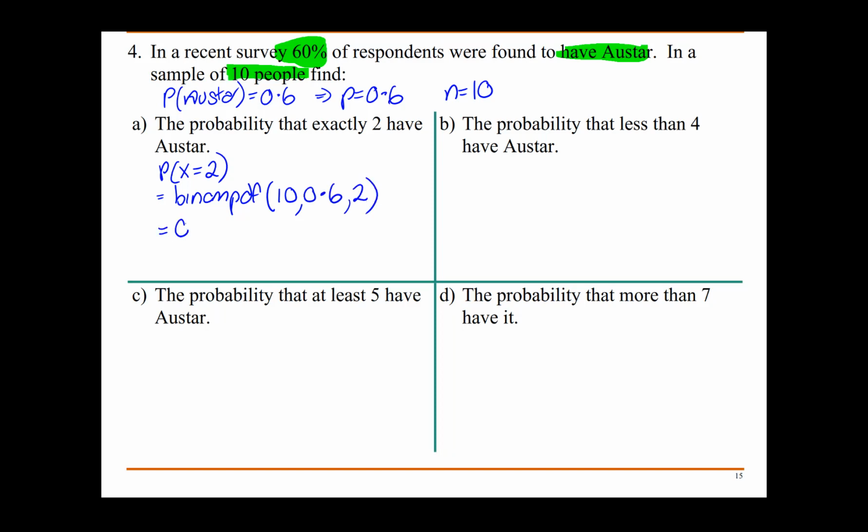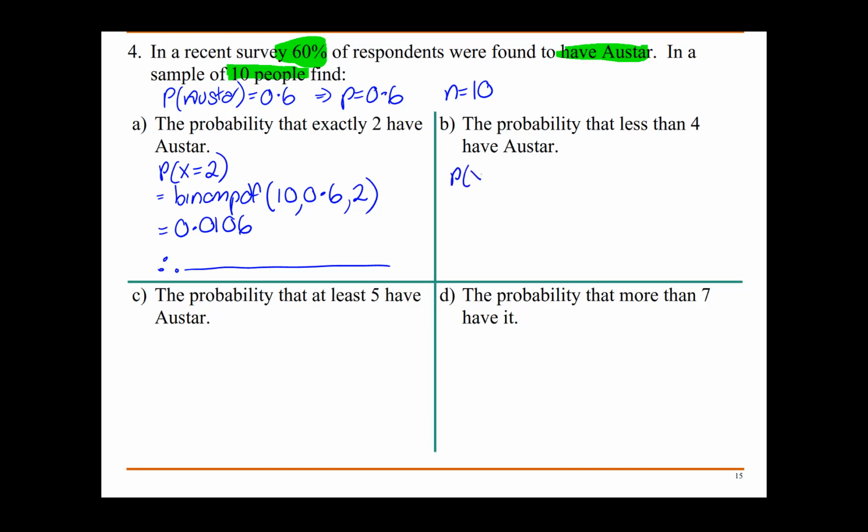Go to our calculator, it's 0.0106, so it'll be therefore approximately 1.06% chance that exactly 2 people have OzStar. The next one, probability that less than 4 have OzStar.